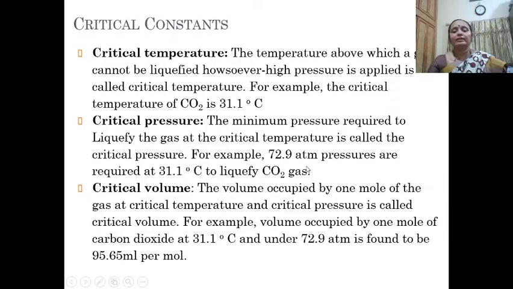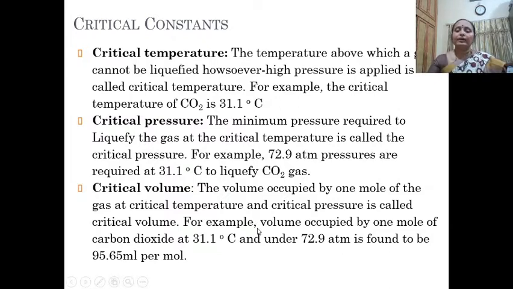The pressure required is going to be 72.9 atmospheric pressure. That is, when I apply 72.9 atmospheric pressure at 31.1 degrees Celsius, the gas gets converted into a liquid. So this pressure, the minimum pressure required to liquefy the gas at its critical temperature, is called critical pressure.